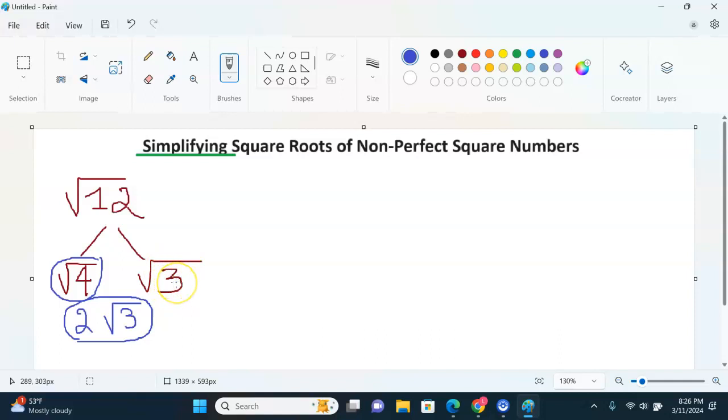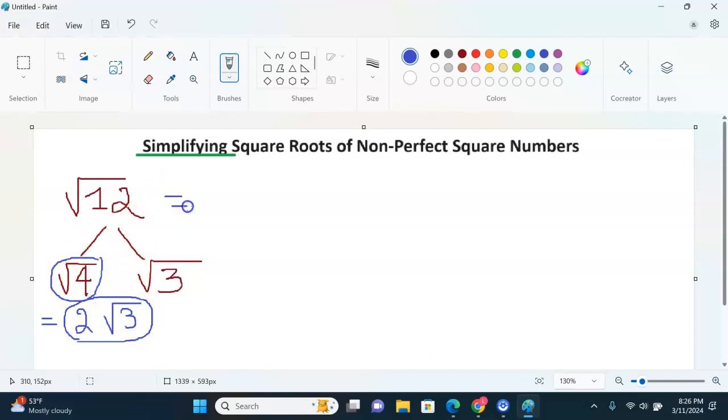As a matter of fact, 3 is a prime number. It's not a composite number, so you can't break it down anymore. So ladies and gentlemen, you're going to leave your answer as 2 times the square root of 3. Now down the road, you're going to have to have plus or minus, positive or negative. But right now, we're just going to focus on the positive answer, which is 2 square root of 3. Okay, so that is called the tree method.